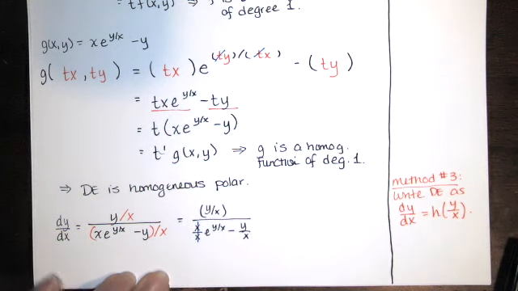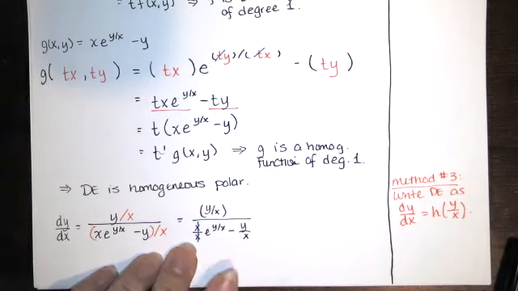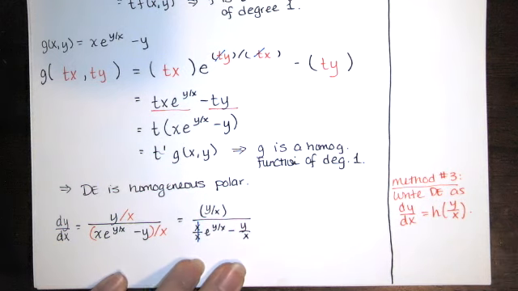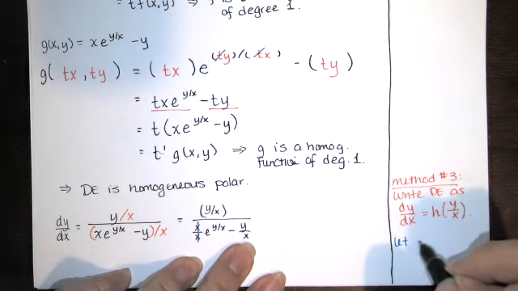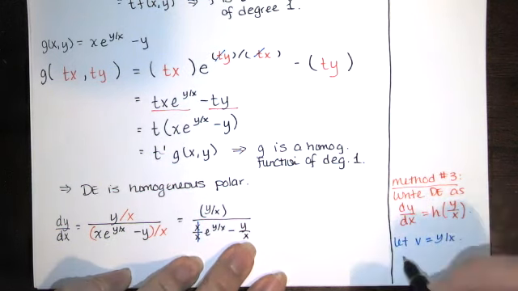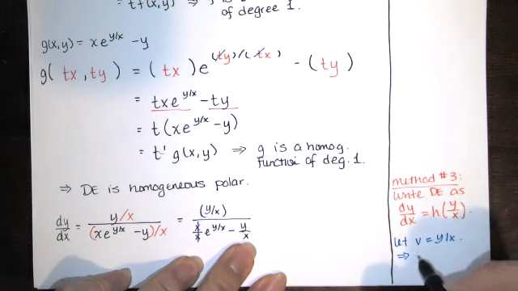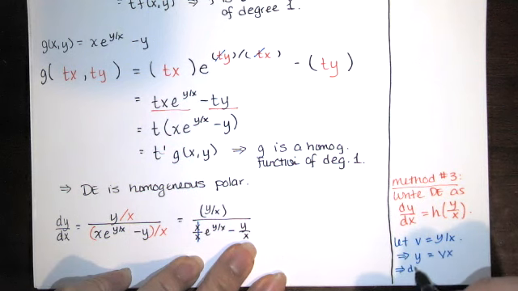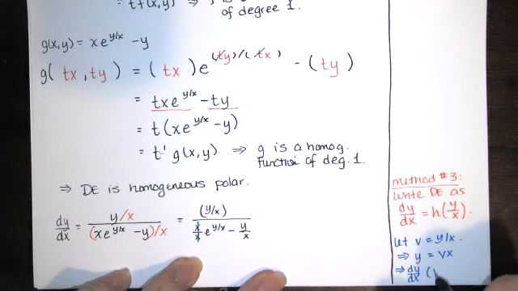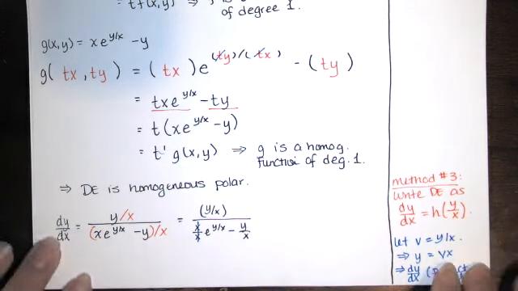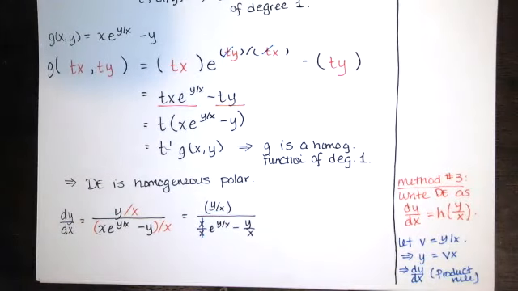Okay, great. Now that we've written the differential equation in this form, we would solve it by letting v equal y over x, and we solve for y. So y is equal to v times x, and then we compute dy over dx using the product rule. And then after we do, we can write this differential equation in terms of v and x only.